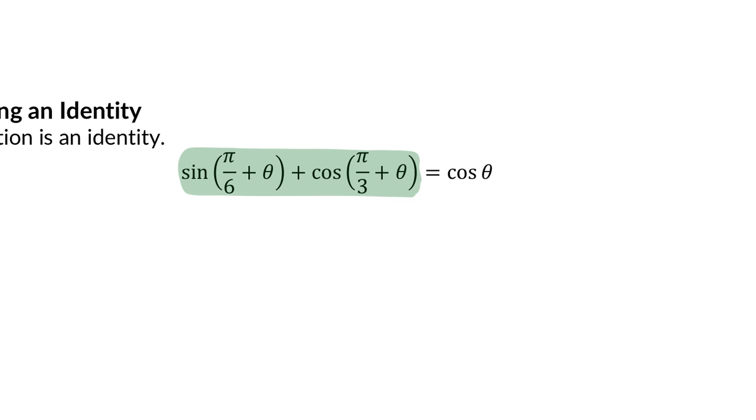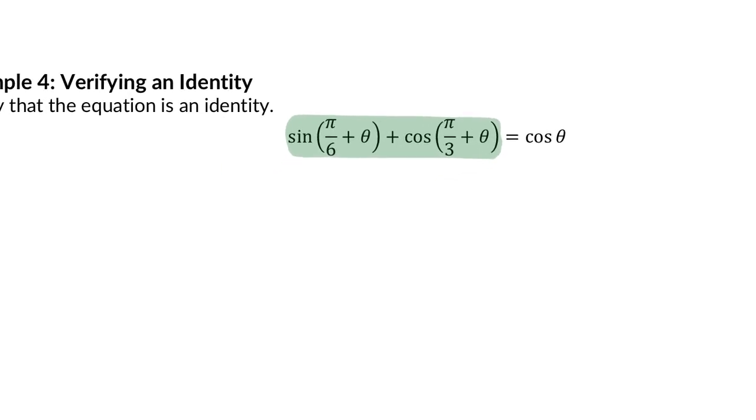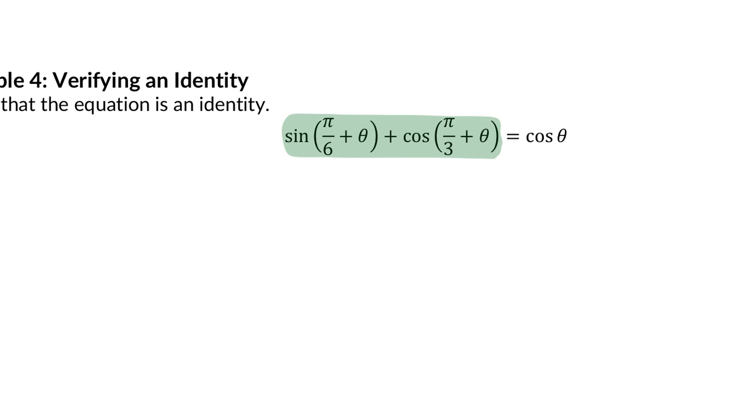What's happening in the second one? Cosine of a sum. I'm adding them together, so I can also use the cosine identity. This is going to be one long thing. For the first part only, the sine of pi over 6 plus theta can expand to sine of pi over 6 cosine of theta plus cosine of pi over 6 sine of theta.